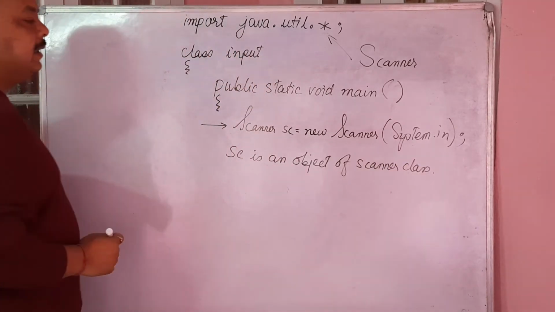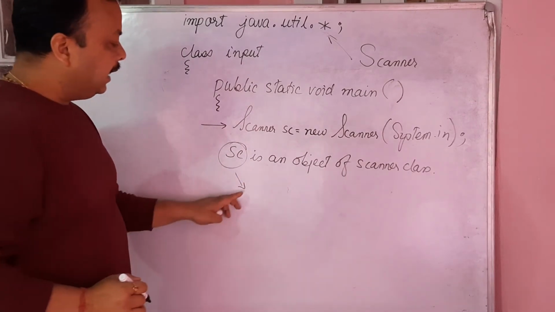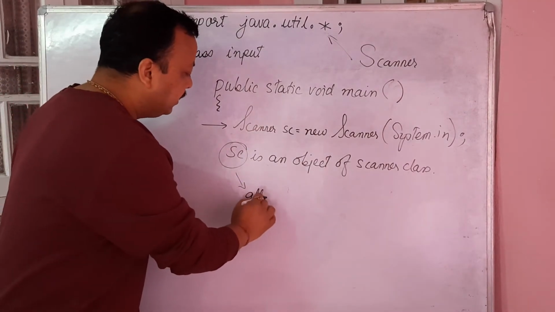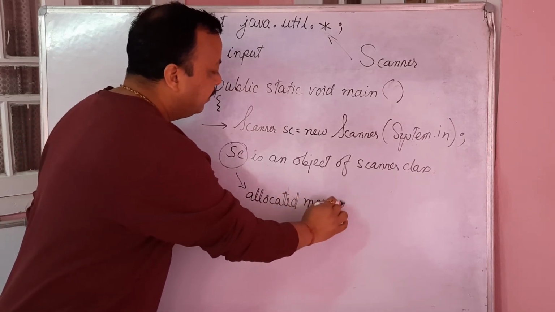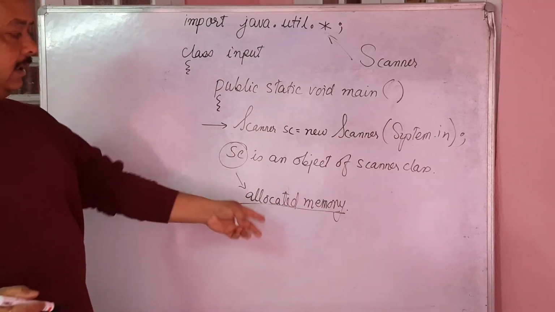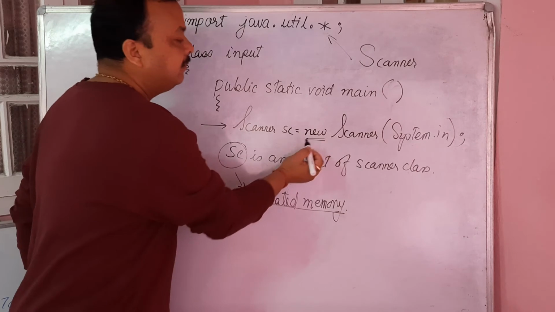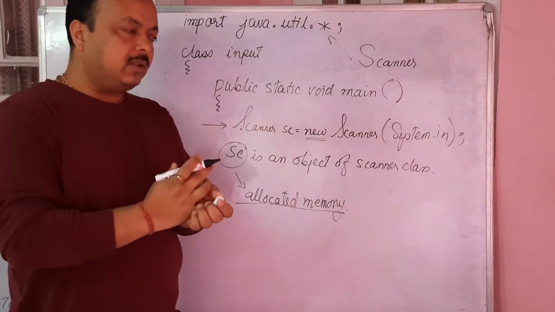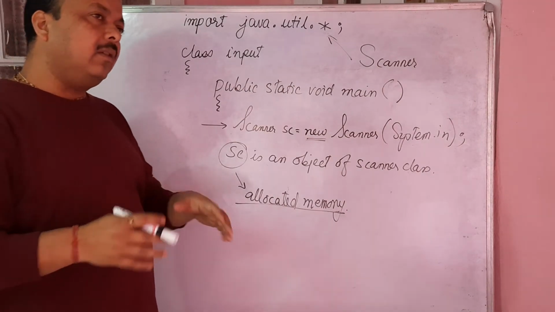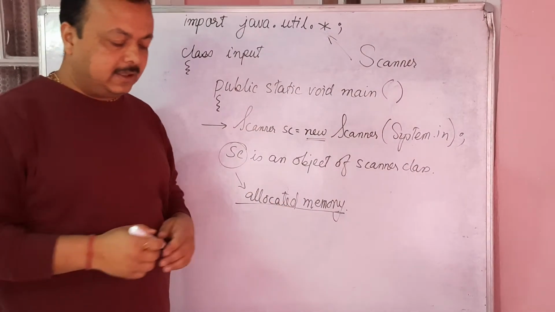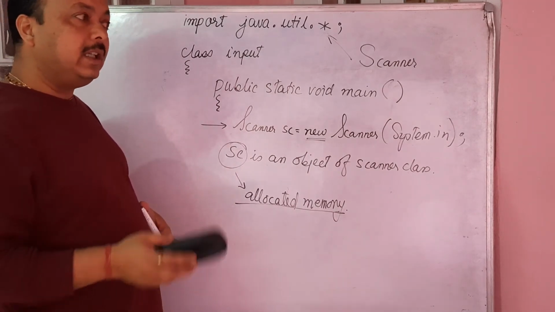And it is allocated memory. Sc is the object, and this object is allocated memory. Why does it need memory? See the keyword here. New means what? New is a keyword to perform dynamic memory allocation. But then if you allocate memory, what is the purpose? The purpose is not just to allocate memory. The purpose is to link it with the input device.